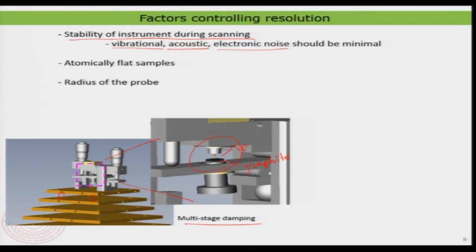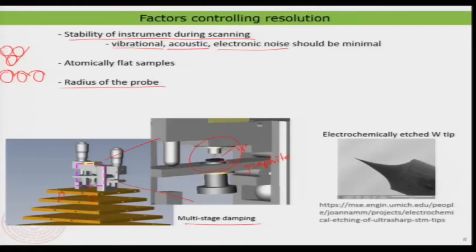Then the most important thing is actually the radius of the probe. Imagine that you want to resolve atoms that are spaced like that. If I used a tip which is much, much bigger than the spacing between the atoms, you cannot resolve it. It's very obvious. Therefore, the sharpness of the tip should be in the order of the spacing between the atoms on the surface. So you need to make an atomically sharp or nearly atomically sharp tip. It's surprising how you do that.